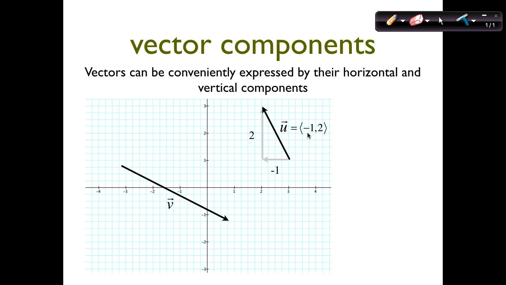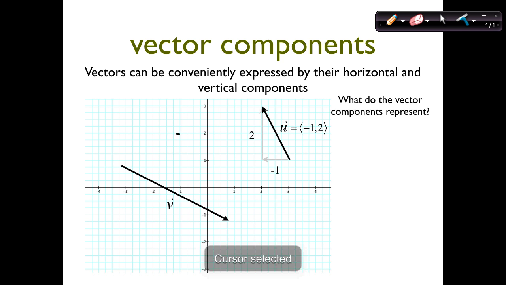Are these coordinates, negative 1, 2? Where's negative 1, 2? It's this point right here. It has nothing to do with that vector. You see that? So these vector components are not about location, but how much change you have from the tail to the tip in the x direction horizontally and then the y direction vertically. That's super important. Vector components really are amounts of variation from the tail to the tip, broken down into the horizontal variation and vertical variation.